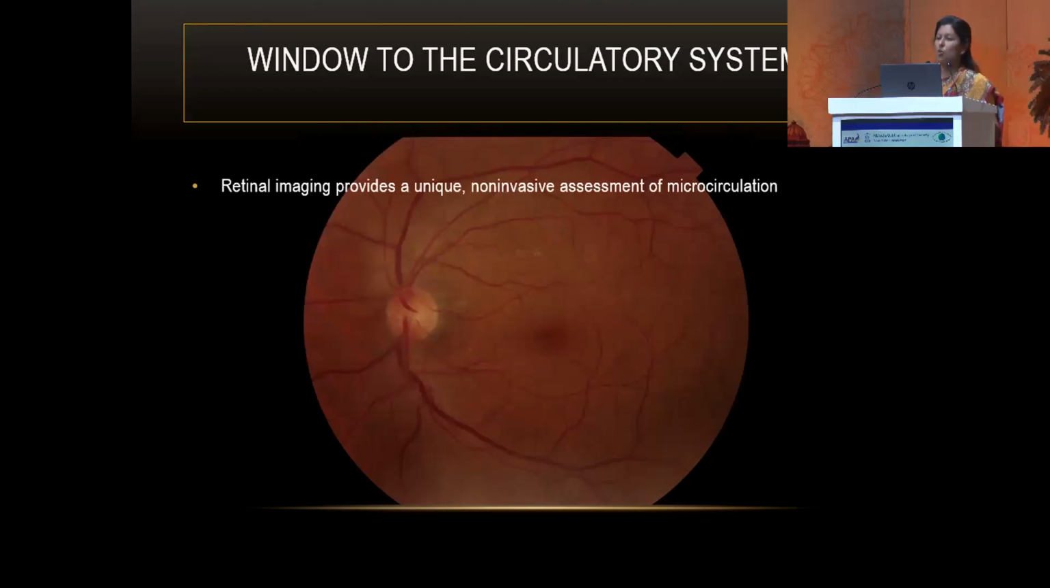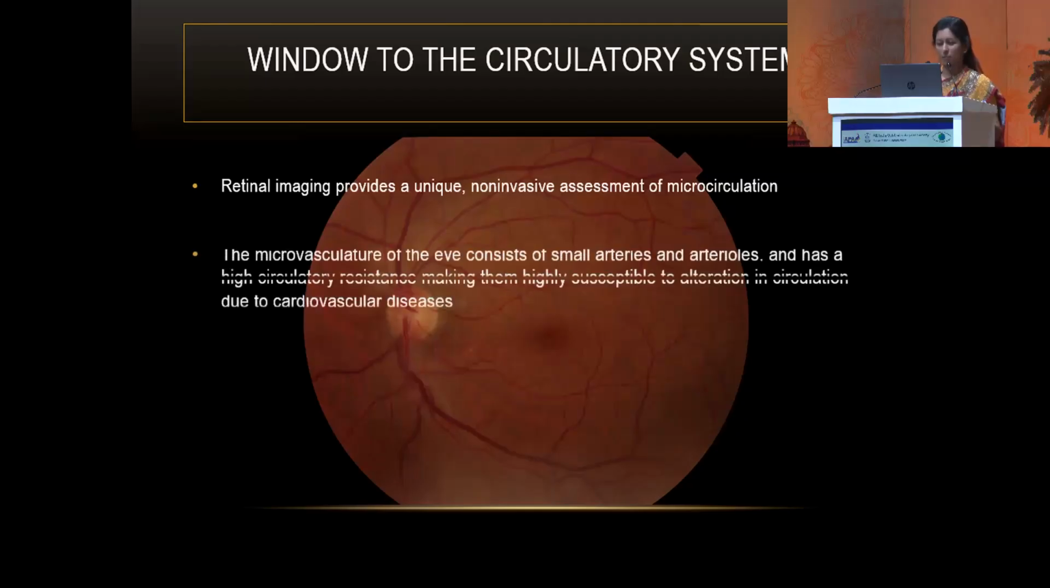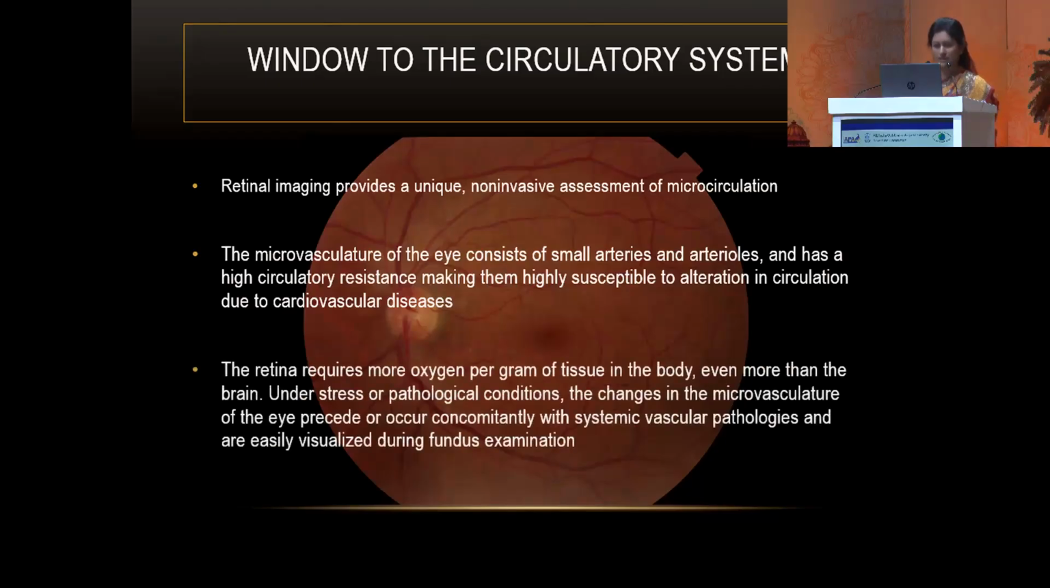So we hear this often, the eyes are a window to our soul, but they are also very organically a window to the circulatory system. And probably retinal imaging is the quickest and easiest and most non-invasive way of directly looking at the blood vessels anywhere in the body. Apart from that, the microvasculature of the eye is also unique in that it has a high circulatory resistance, and hence it becomes highly susceptible to any alteration in the systemic circulation due to cardiovascular diseases.